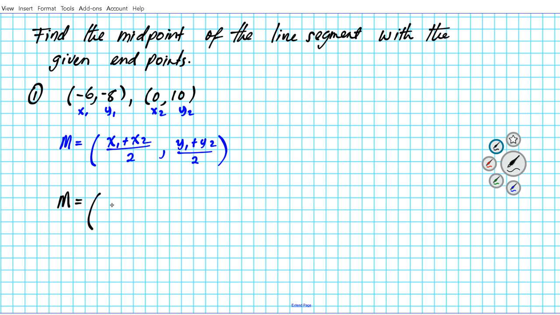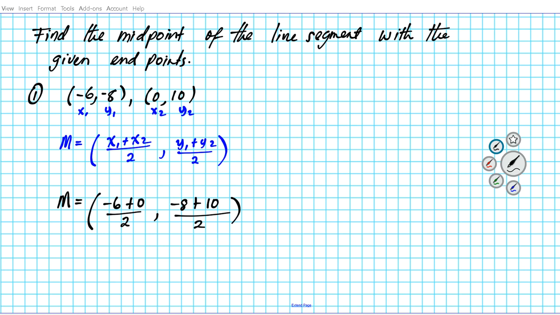So we're going to have x1, which is negative 6, plus x2, which is 0, over 2. So that's the x coordinate of the midpoint. And for the y coordinate of the midpoint, y1 plus y2 over 2, the average of the y coordinates.